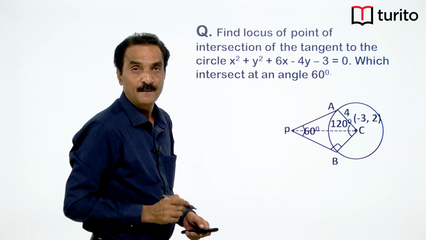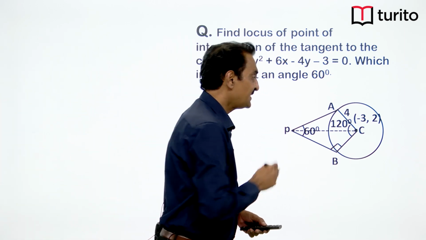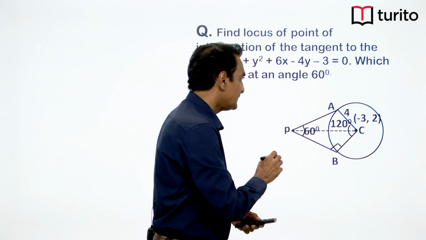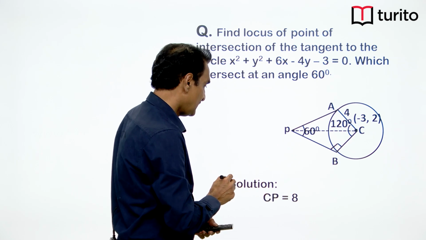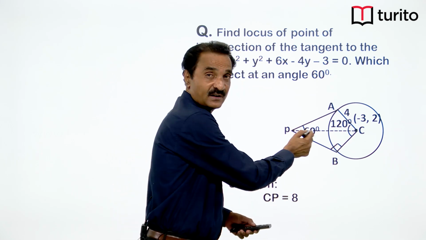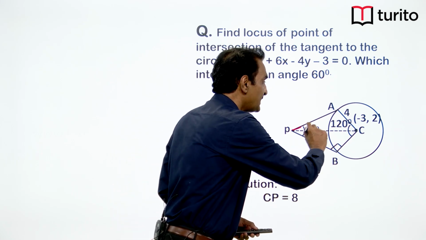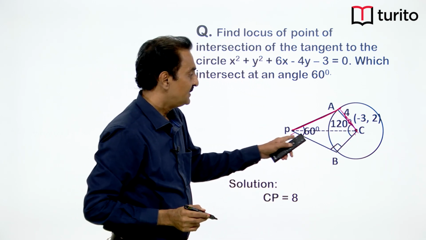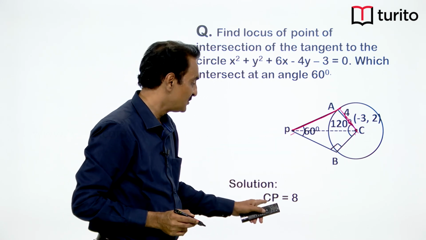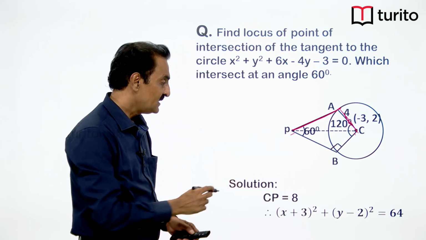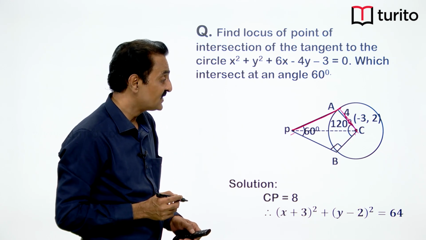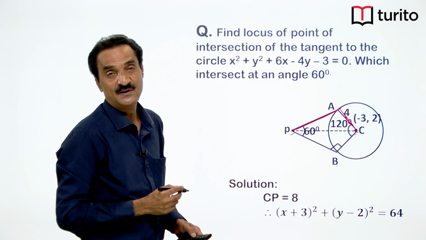This is the diagram. This angle is 60 degrees. So the opposite angle is 120, that is not required. Then CP is equal to 8. I explained how we calculated it. Opposite side by hypotenuse is sin 30 degrees. So we get CP is equal to 8. Then we get the locus as (x plus 3) whole square plus (y minus 2) whole square is equal to 64.